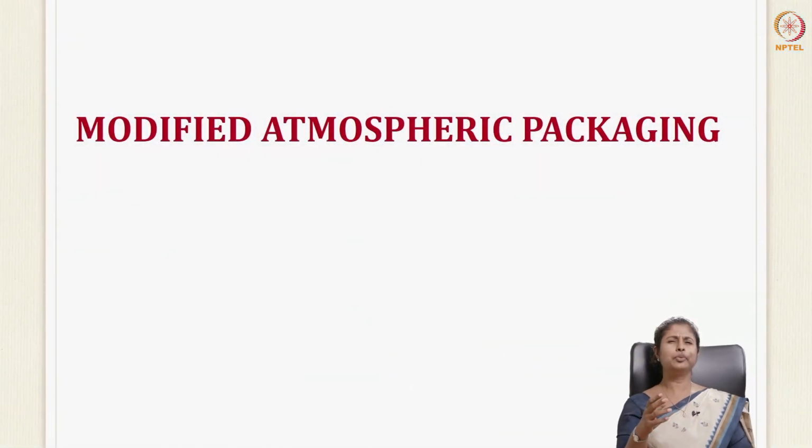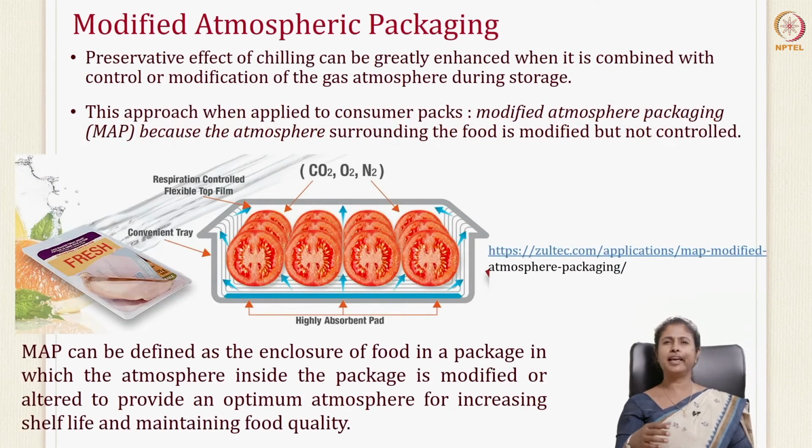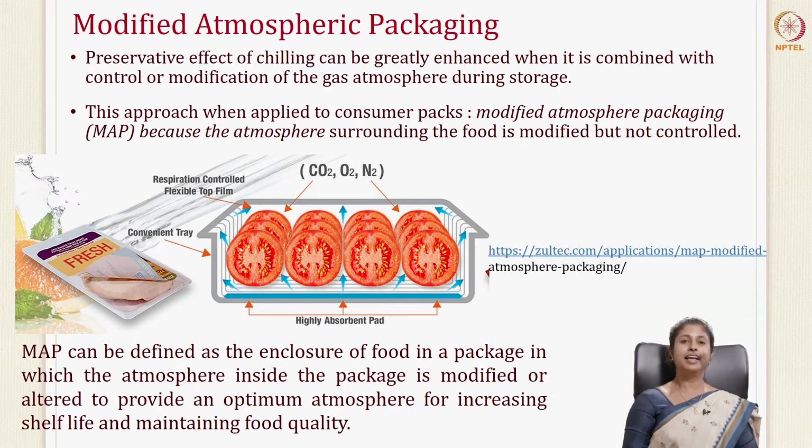What do you mean by the word modified? Modified is change. Change the atmosphere inside the package. That is modified atmospheric packaging. It has been there for a long time now, and it is commercialized also. It's a very effective method of preservation. But this method has to be coupled along with chilling. In fact, the preservative effect of chilling is enhanced when it is combined with modified atmosphere.